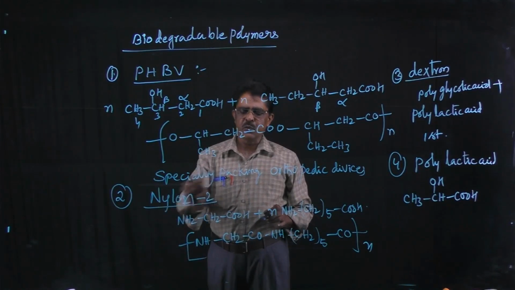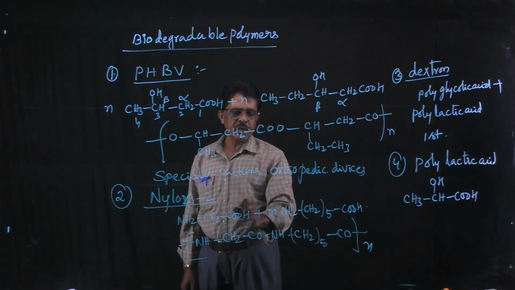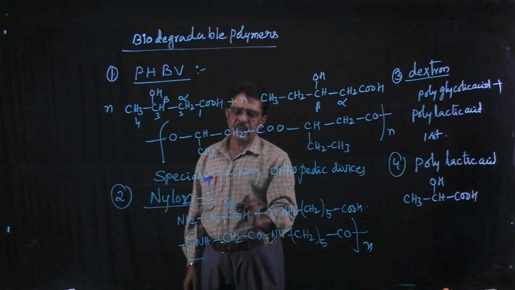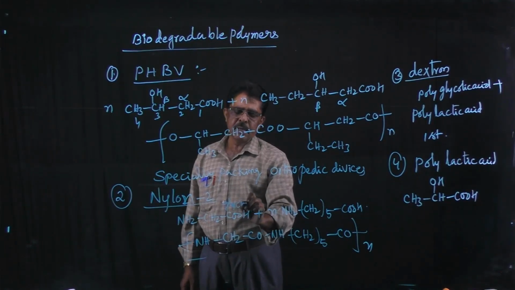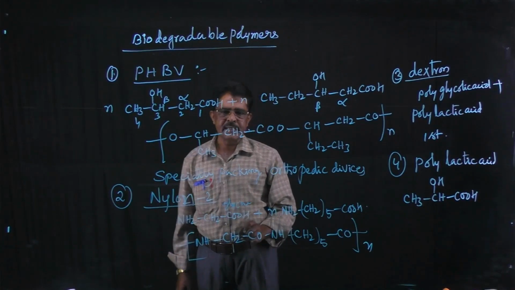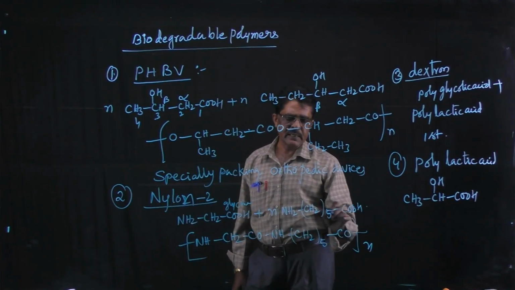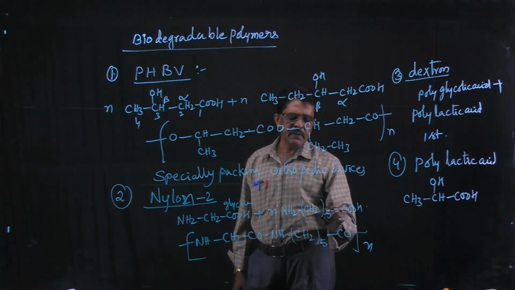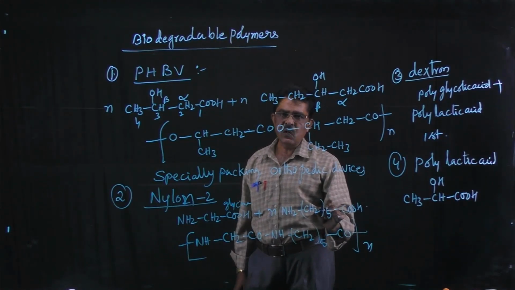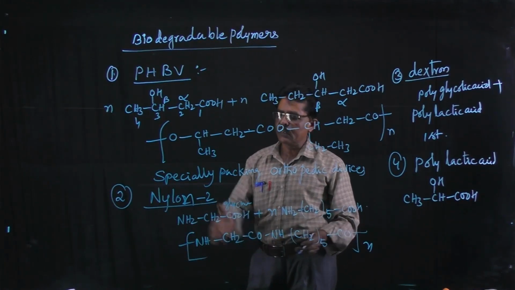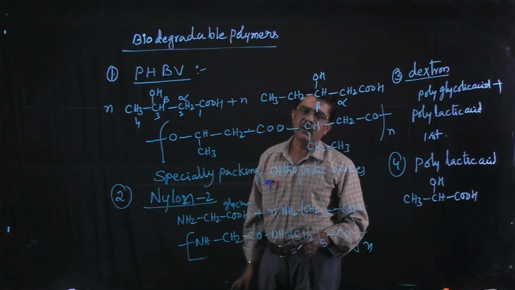Next, nylon 2 is the what? Polymer of glycine. Glycine is the amino acetic acid and caproic acid. Caproic acid is the what? Amino acid consists of 6 carbon atoms. Right? Both are subjected to polymerization, gives what? Nylon 2. It is also biodegradable polymer.